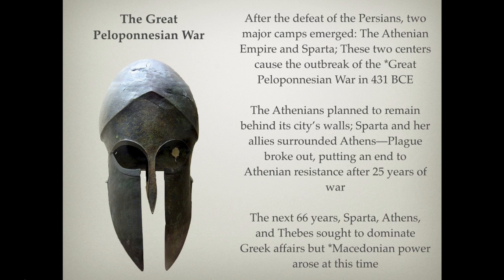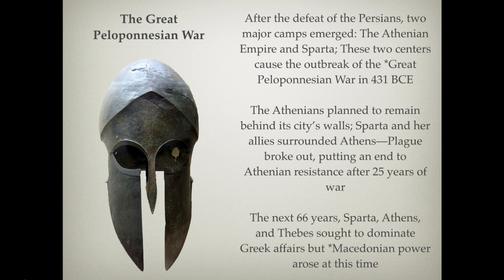The two centers caused the outbreak of the great war that followed, the Great Peloponnesian War in 431 BCE. The Athenians planned to remain behind its city walls, ultimately, after great skirmishes and battles. The Spartans had cornered them in their own city, and the idea was to hold them out. But Sparta and its allies surrounded Athens such that plague broke out eventually, putting an end to the Athenian resistance after 25 years. Even Pericles himself fell victim to the plague.